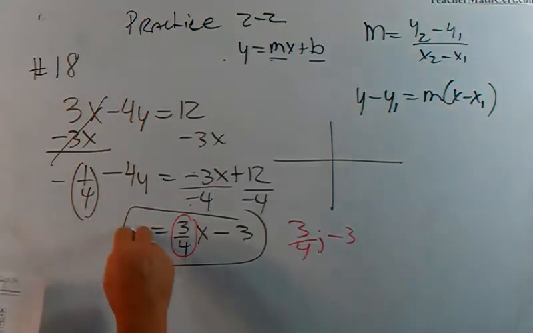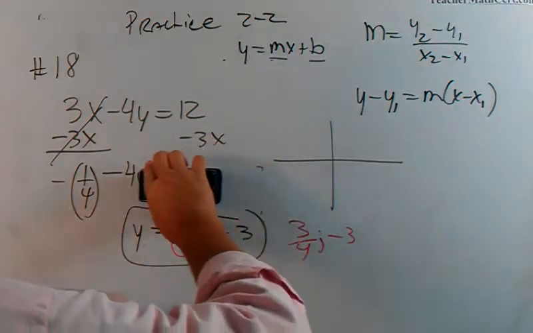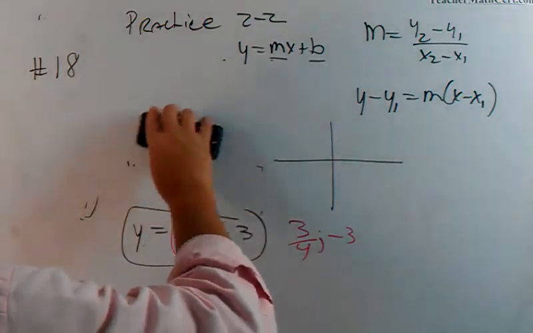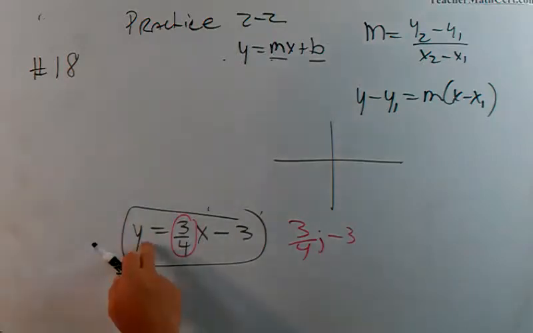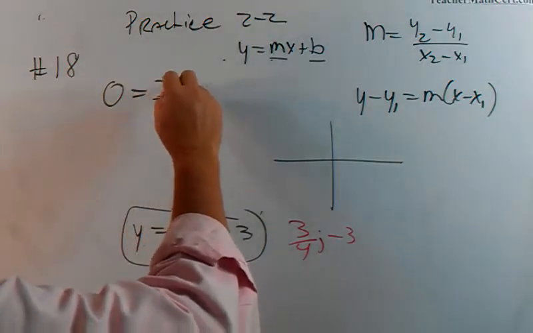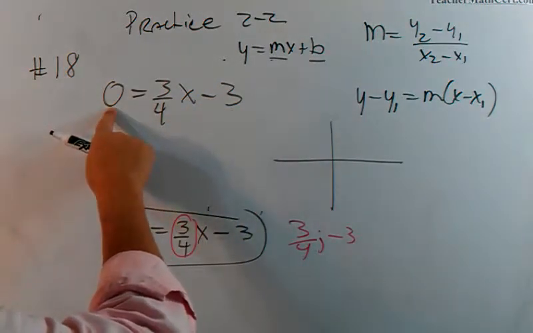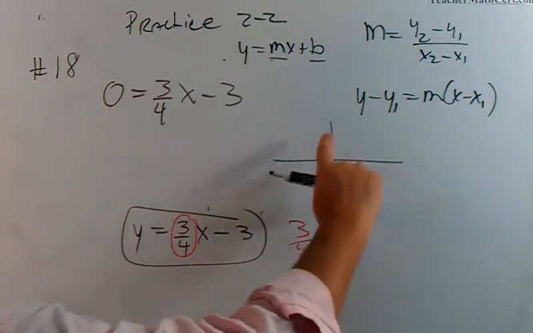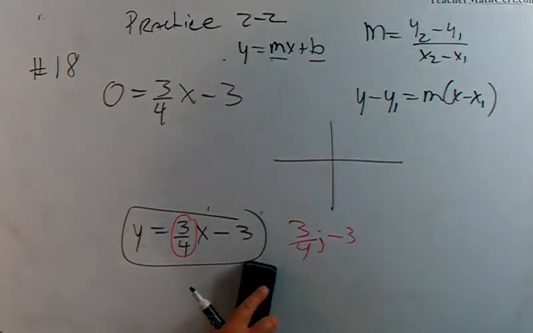Let me rewrite this up here. So we want to let y equal 0. So 0 is equal to 3/4 x minus 3. When we set y equal to 0, that's going to give us our x-intercept. So what do we have to do? We have to solve for x.